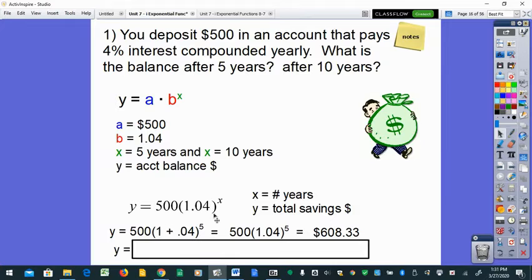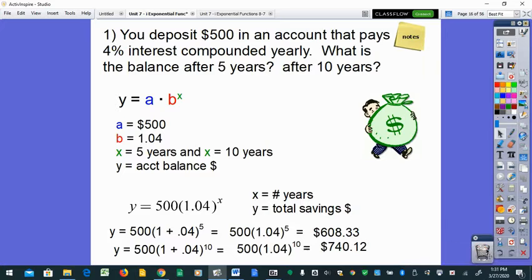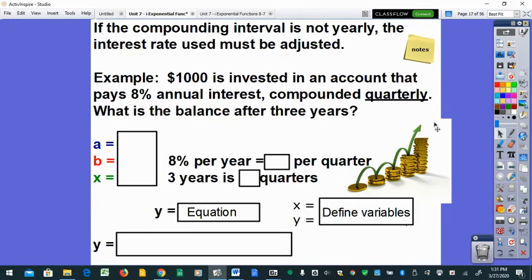I'm going to do that same function, and this time put 10 years in and see what happens to my investment. And you'll notice this time, after 10 years, I have $740.12. Okay, but what happens in the real banking world is that your interest is usually not compounded yearly. By the way, yearly, they might say annually.